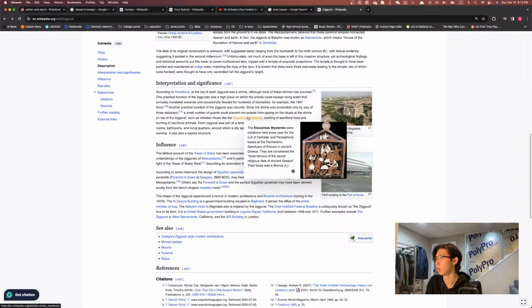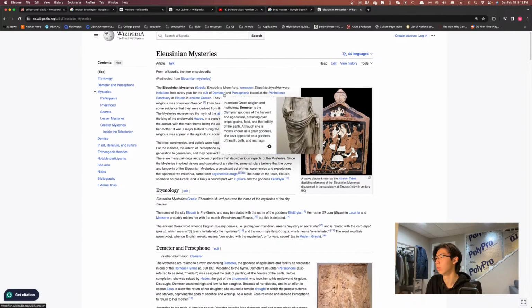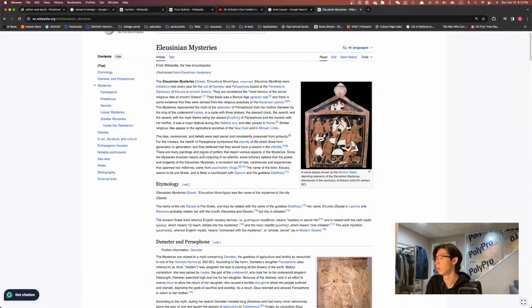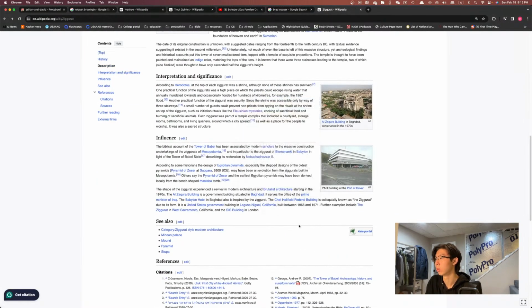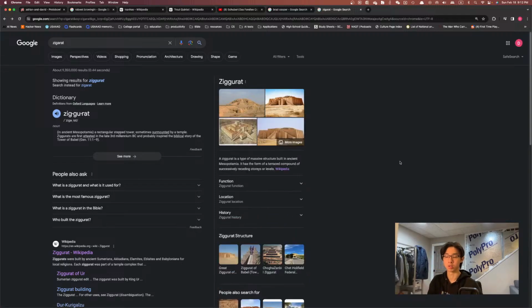Eleusinian Mysteries. Okay. Right. Cult of Demeter. Okay. Interesting. Burning of sacrificial animals. Okay, a ziggurat. Pyramid. Ritual temple. Priests go on the top and do weird things. Cool. Sacrifices.